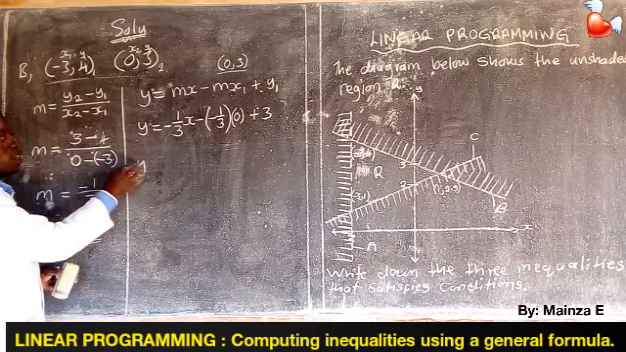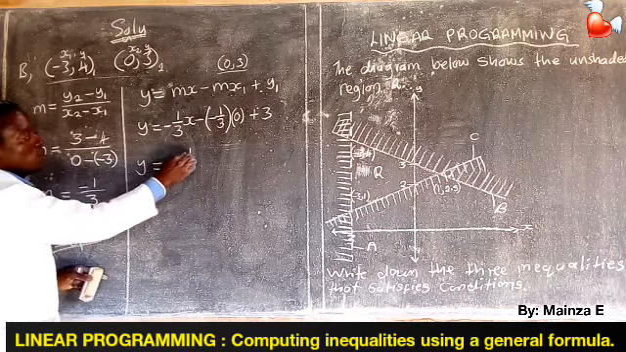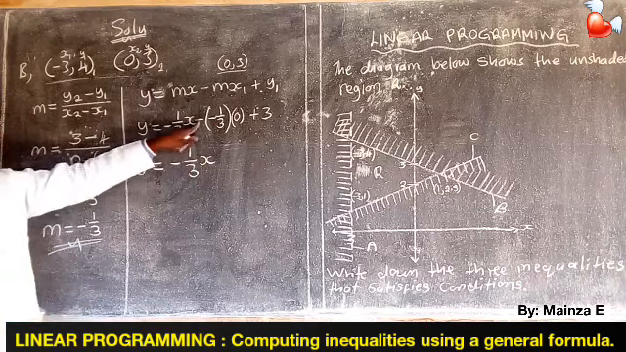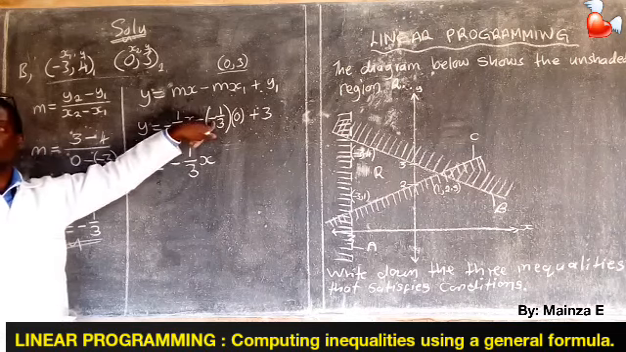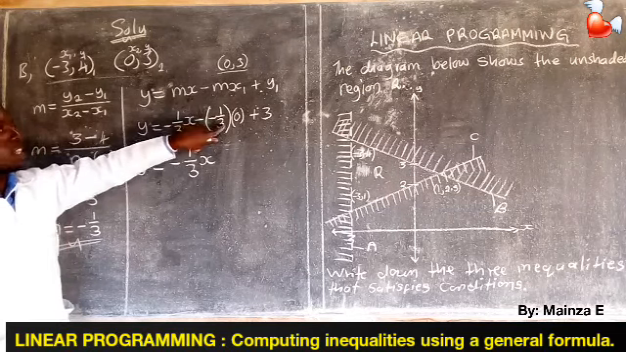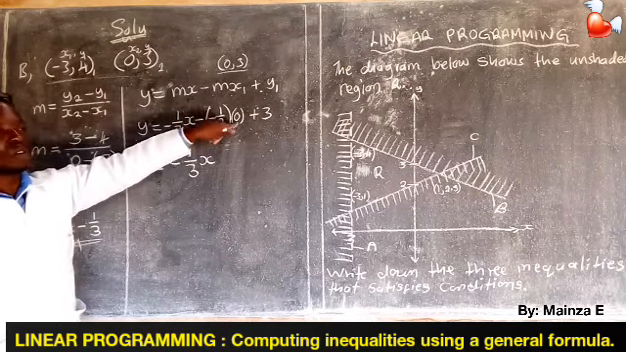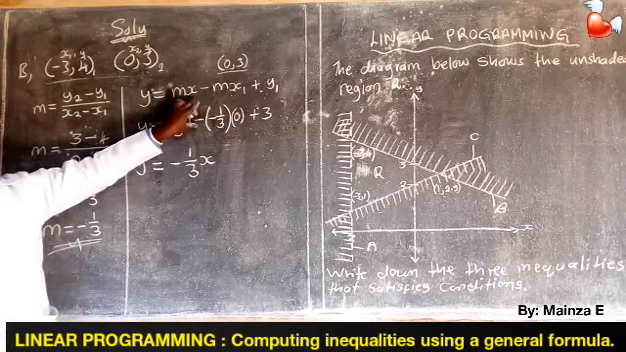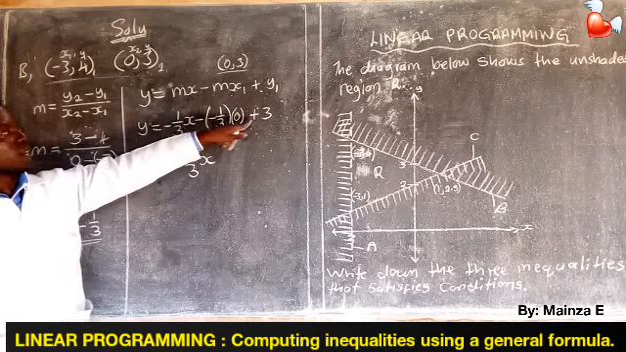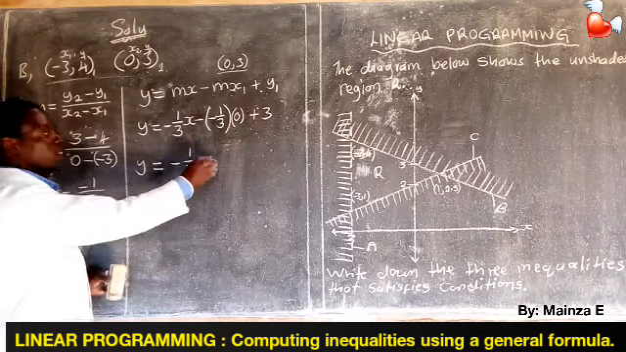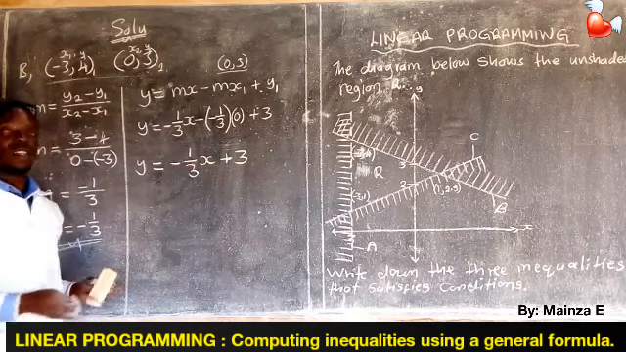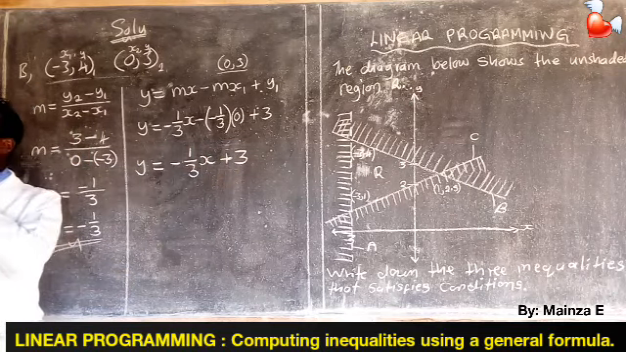So we have y equals negative 1 over 3 x. The negative and negative is positive. But the whole of this term is 0. So in short, we don't do anything here. Leave it. What we add is a plus 3. And there we have our equation.